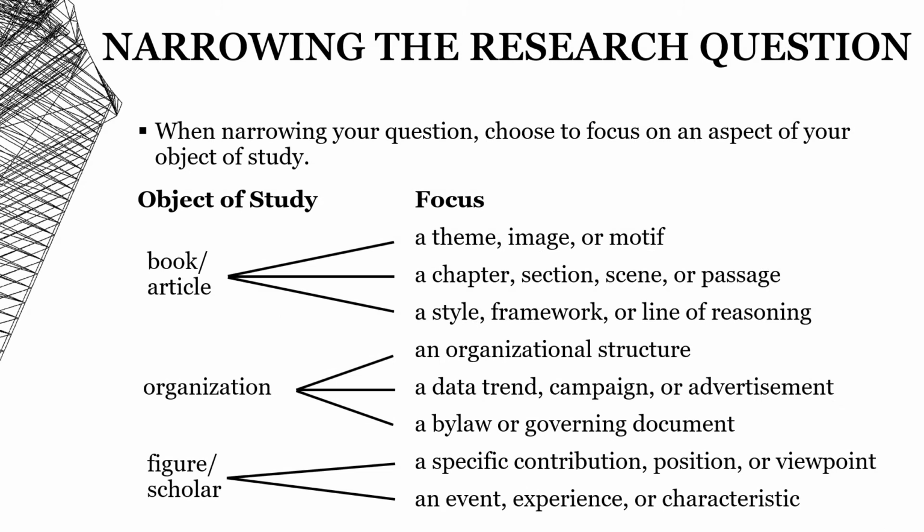One of your first tasks as a writer is to properly narrow your research question. Good writers recognize that broad debates over large categories or systems, like race or gender or Calvinism, will likely be beyond the scope of a single research essay. When narrowing your question, choose to focus on an aspect of your object of study. Perhaps you could focus on a particular theme, image, or motif in a book or article, a particular chapter, section, scene, or passage in a book, or even the style, framework, or line of reasoning in the book or article.